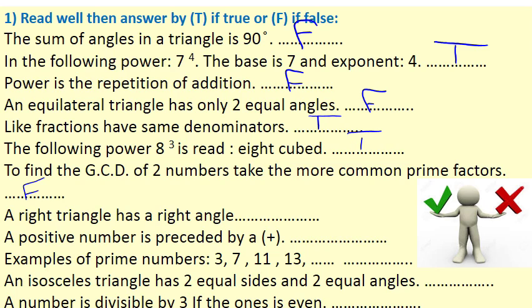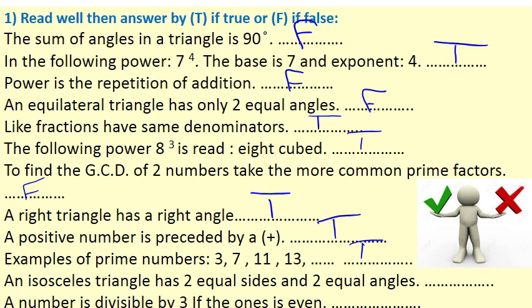A right triangle has a right angle. True. Any right triangle has a right angle. Yes, Tala. The positive number is preceded by a plus. True. Before the positive number, we have a plus. Yes, Joel. Examples of prime numbers: 3, 7, 11, 13. True. These are prime numbers. Yes, Muhammad.